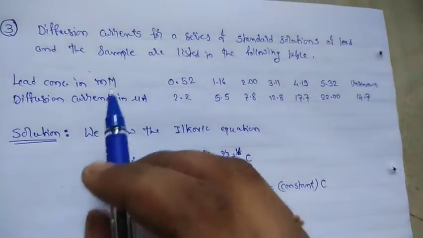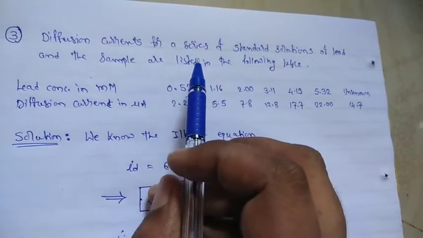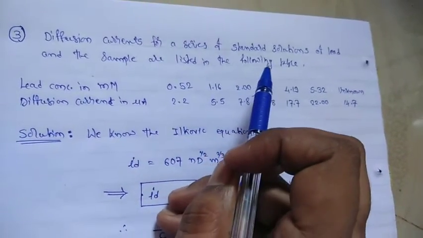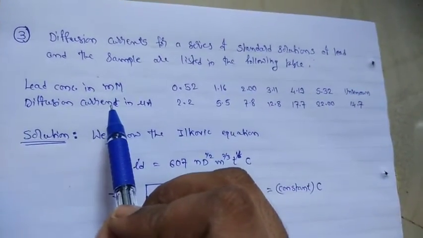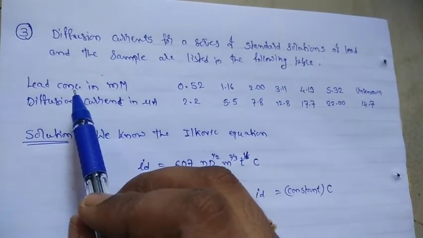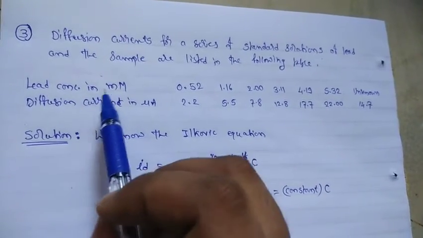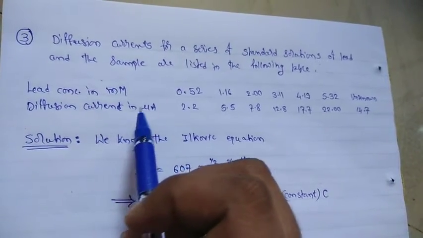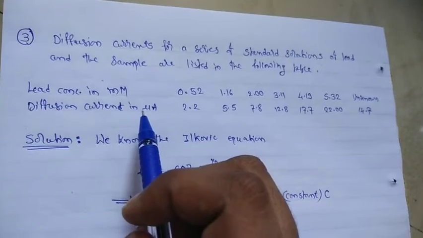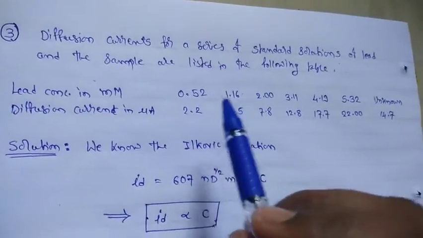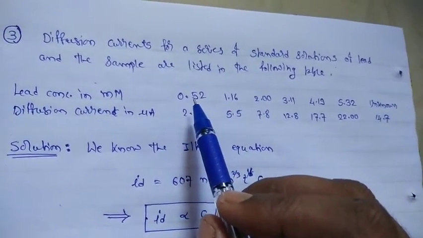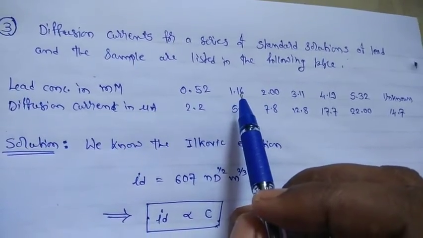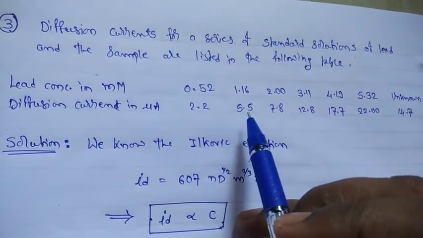Next numerical: diffusion current for a series of standard solutions of lead and the sample are listed in the following table. Here in the given table, the first row belongs to the concentration of lead in millimole, and the second row belongs to the diffusion current id in microampere. Now data is like this. For concentration 0.52, id is 2.2. For 1.16 the diffusion current is 5.5.